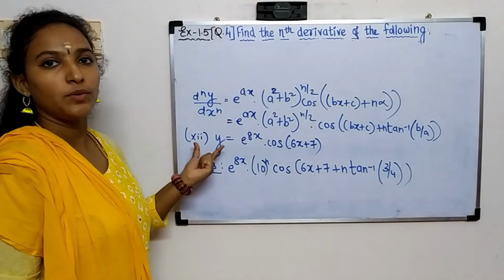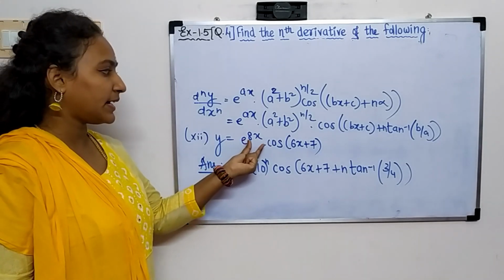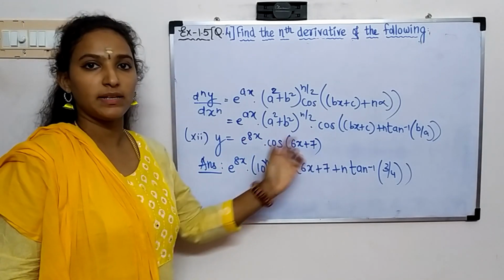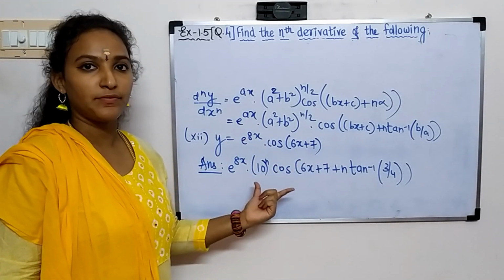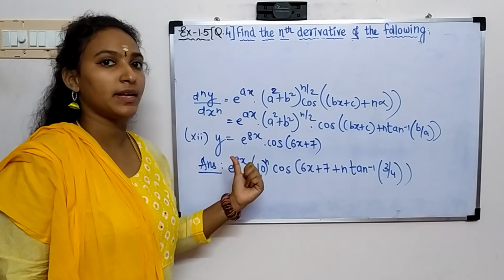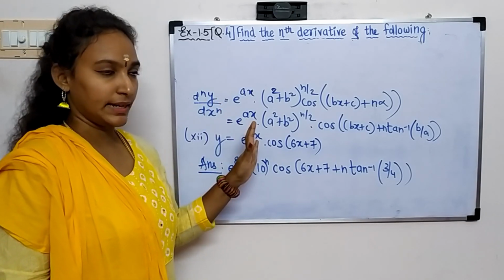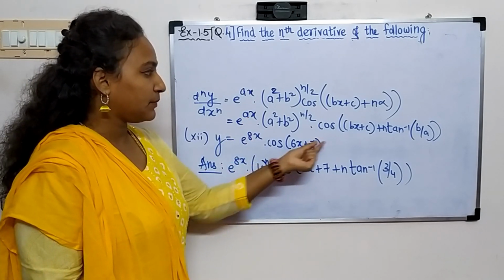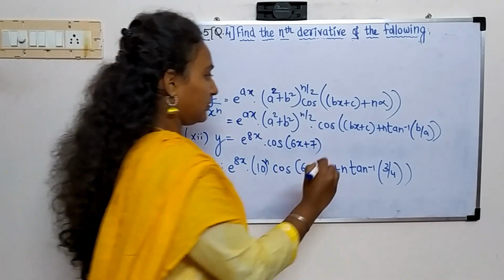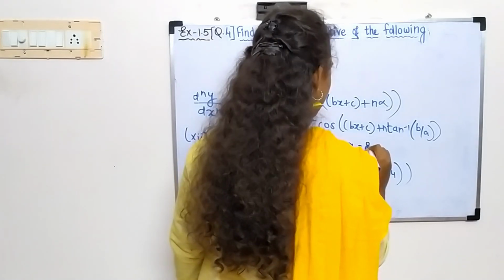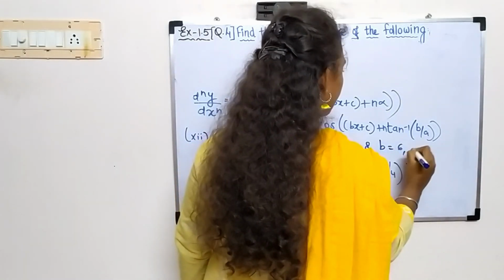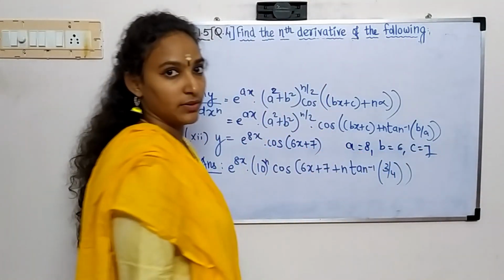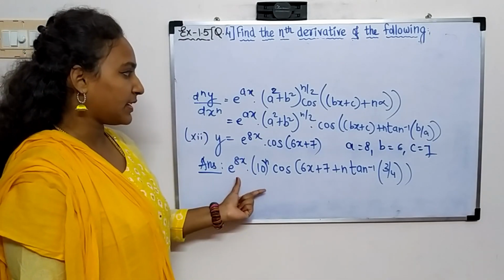Now question number 12 is y equal to e power 8x into cos 6x plus 7. This is for your self practice because this question is similar to question number 11. In place of a we have 8, in place of b we have 6. A is 8, b is 6 and c is 7. The answer is very much similar.